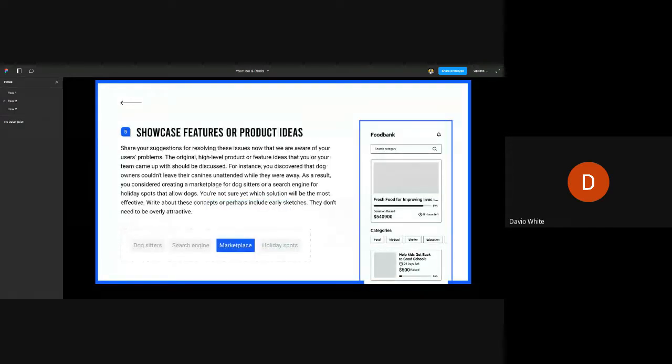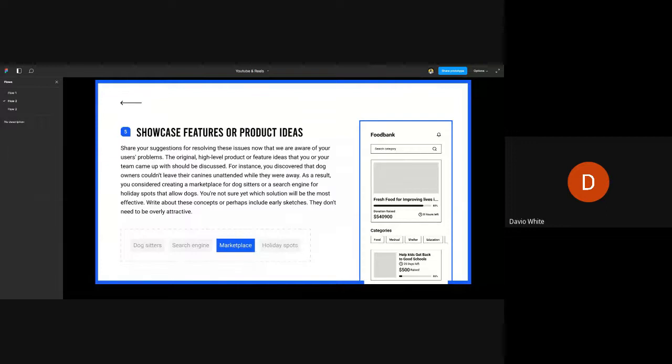Showcase features or product ideas. So I also did a dummy design today. I did this design today to show you something, and I'll be using this for the portfolio design. So showcase features or product ideas.